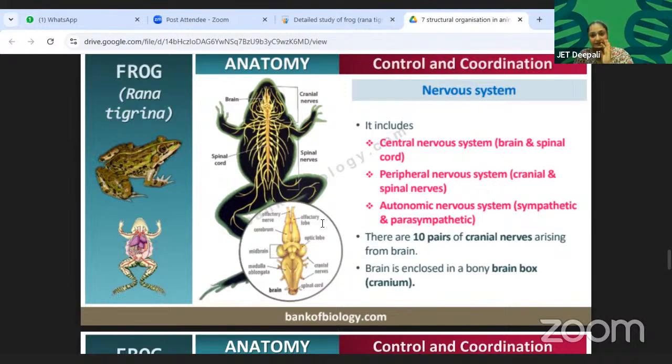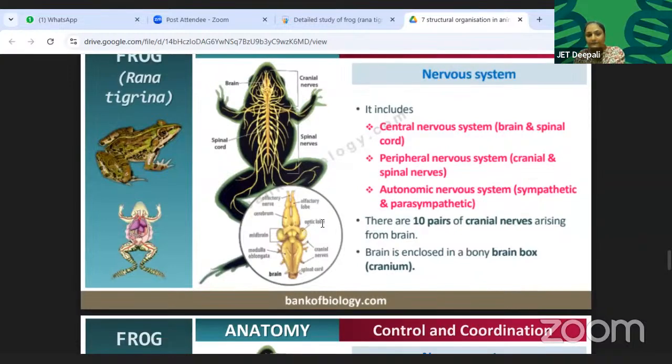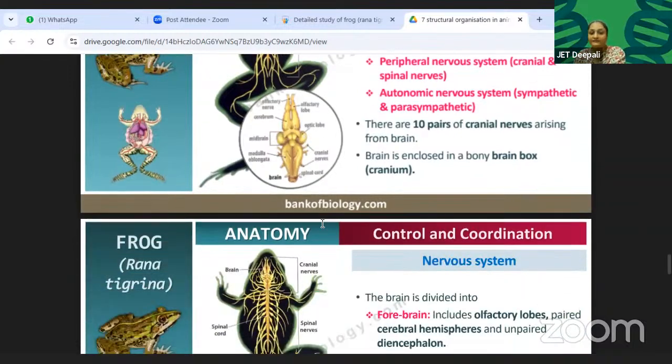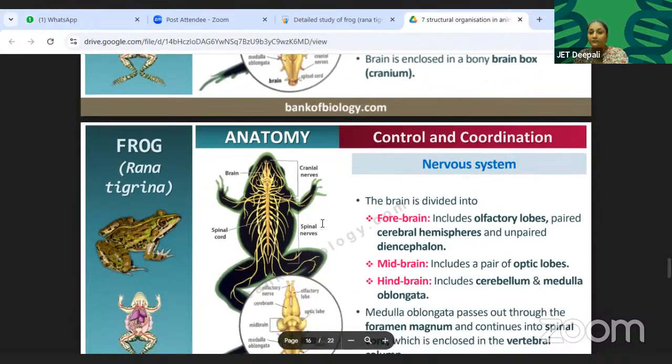So see, frogs have so much similarity with us. Although the class is completely different, they are amphibians and we are mammals, frogs have systems quite close to ours. Now control and coordination. The brain is divided into forebrain, midbrain, and hindbrain. We also have three parts of the brain.